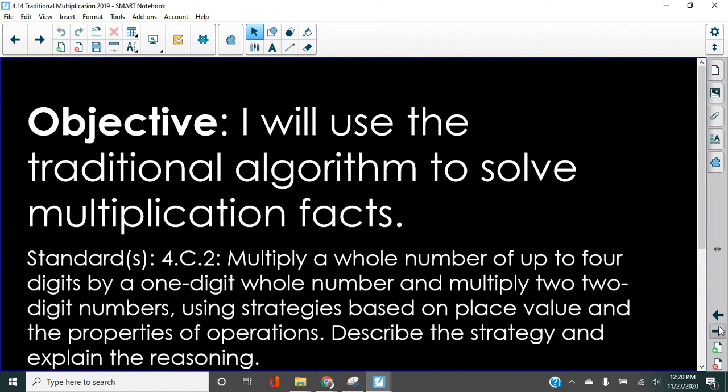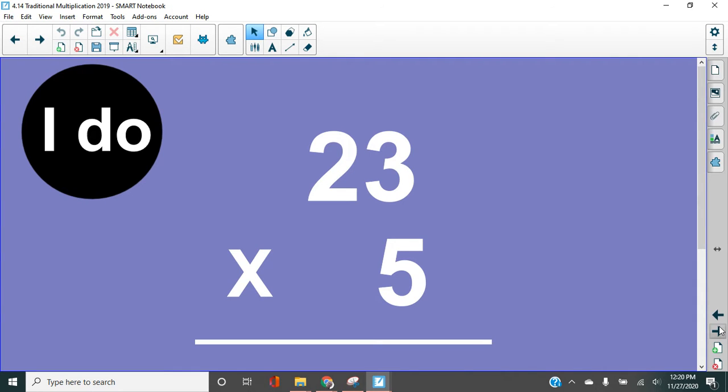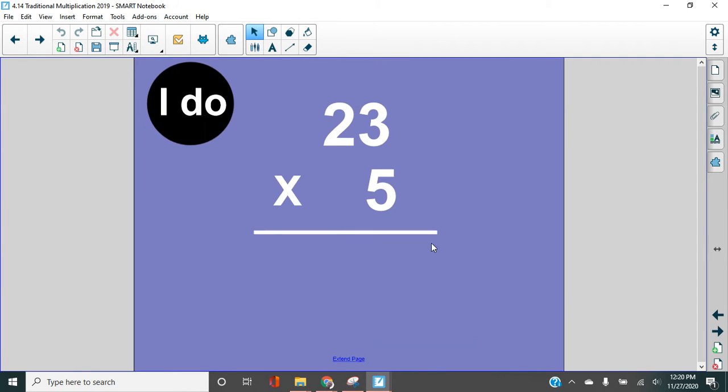So our goal here is to be able to use the traditional algorithm to solve multiplication facts. And I'm going to show it to you. Now, if you end up liking this a lot and really get it, then that's great. If it's something that you look at and it just makes you scream and you're like, this is confusing, why are you putting all the numbers there? Then you never have to do it again. Kind of like we talked about with the lattice method.